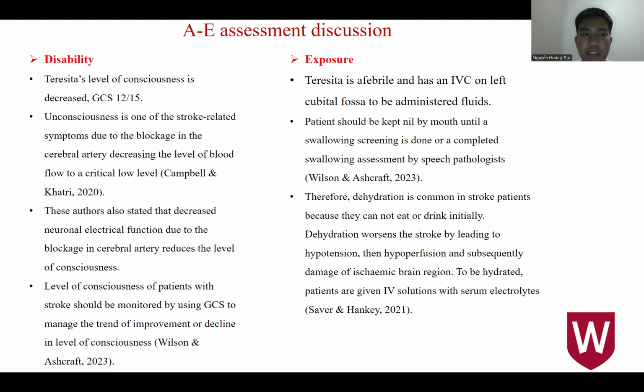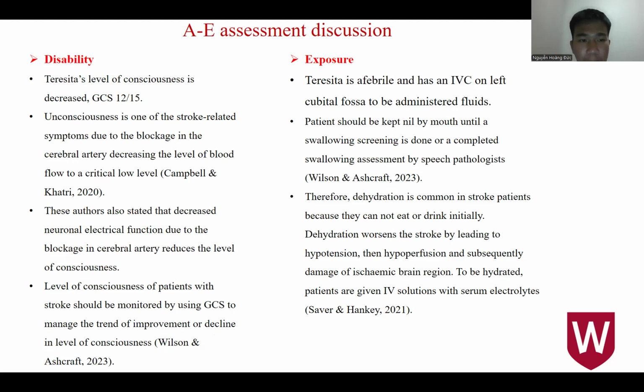Teresa's level of consciousness is decreased. She is 12 over 15. So she has reduced consciousness. So reduced consciousness is one of the stroke-related symptoms due to the blockage in the cerebral artery, decreasing the level of blood flow to a critically low level.